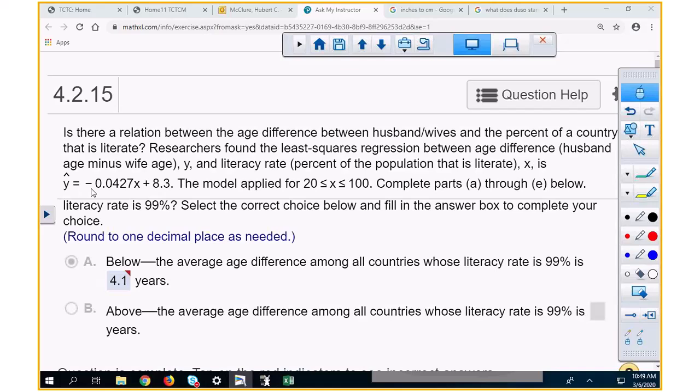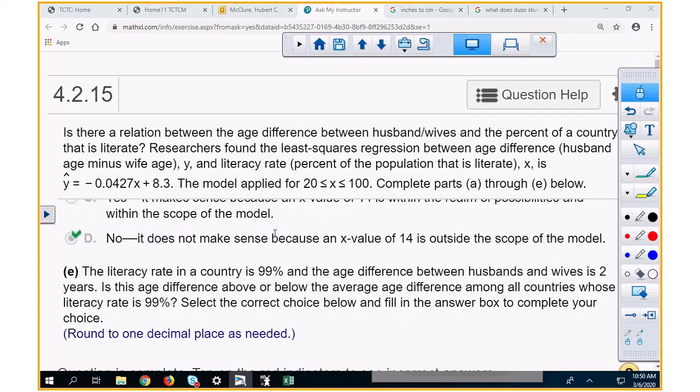Okay, here is the formula. Write that down. Y is equal to negative 0.0427x plus 8.3. Now, the model is applied when x is between 20 and 100. That means the least squares regression between age difference, husband age minus wife age, y, and the literacy rate, percent of the population, x. That's 20 to 100% of the population. So your y-intercept is going to be out of the scope.